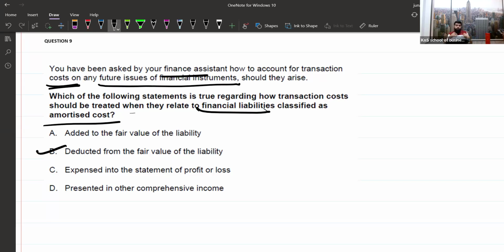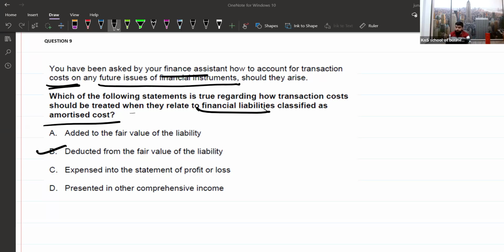If I ask you that there is a financial asset and we are using fair value through OCI, then how should the transaction cost be accounted for? If we are making an investment in equity instruments using fair value through OCI, how should the transaction cost be treated? Yes, it should be added. Yes, it should be capitalized.